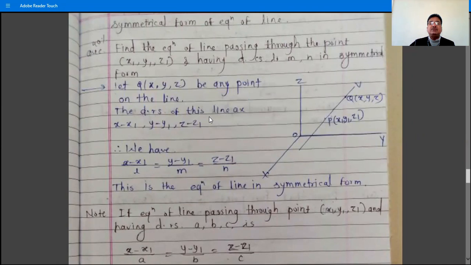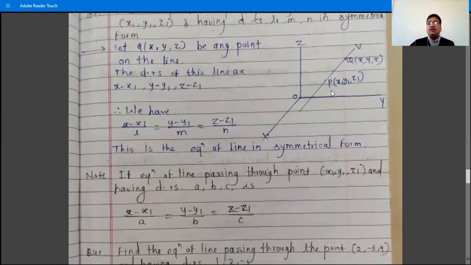Then the direction ratios of the line are what? x minus x1, y minus y1, z minus z1. So these are the direction ratios. If we know two points on the line, then we can find the direction ratios of that line, and they are x minus x1, y minus y1, z minus z1. So if we know two points on the line, we can write the direction ratios of the line like this.